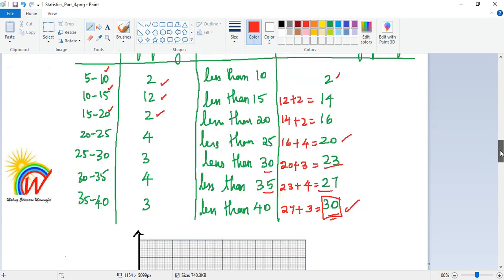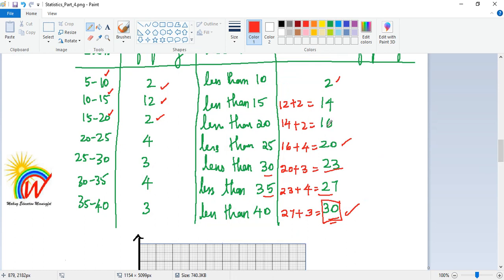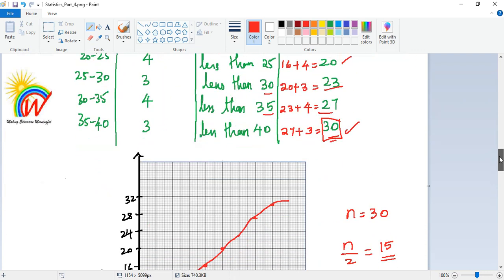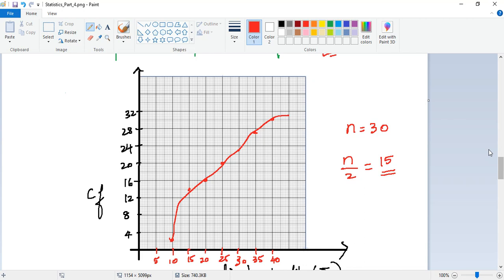So you go to the table. The 15th value will come under this 15 to 20. See, up to 14 comes under less than 15, and 15 and 16 come under this category. So 15 to 20. So here you go to the 15th value in your CF. The 15th value is somewhere over here.